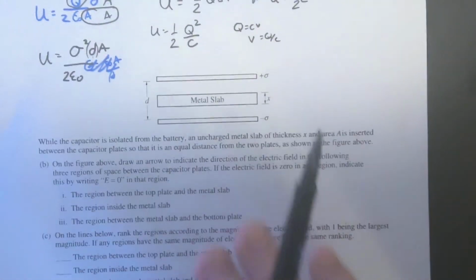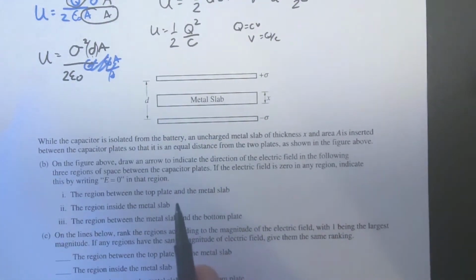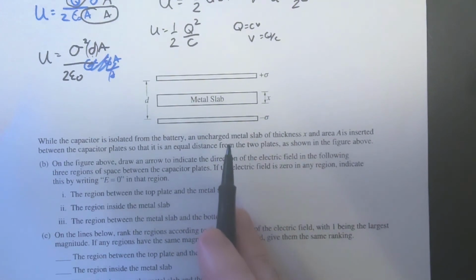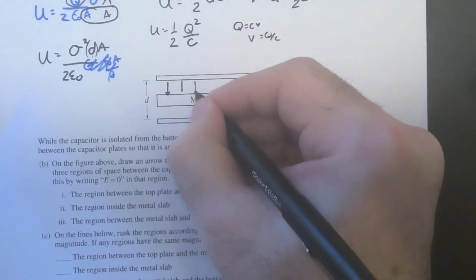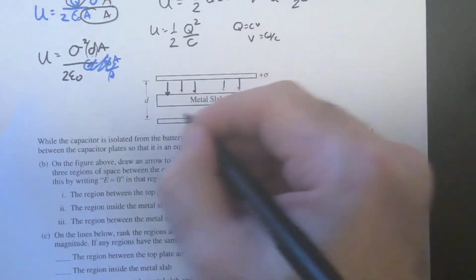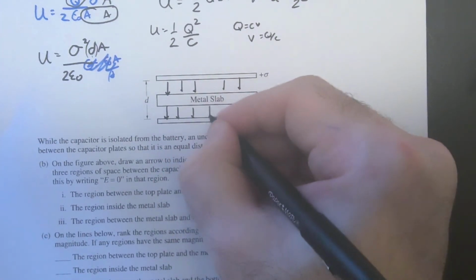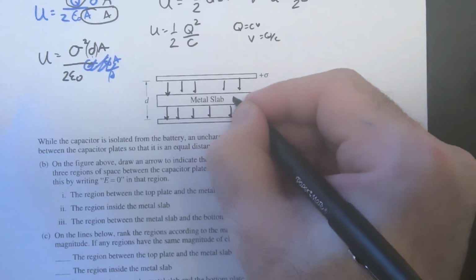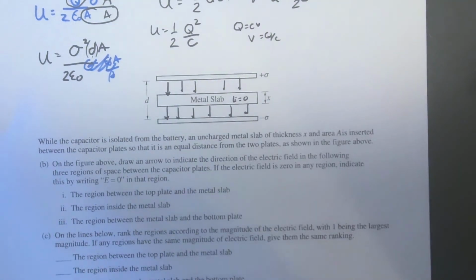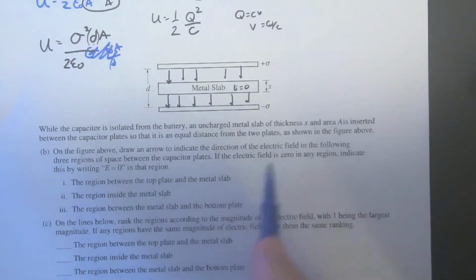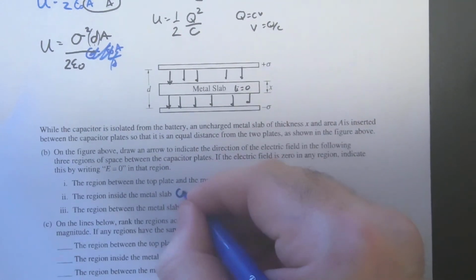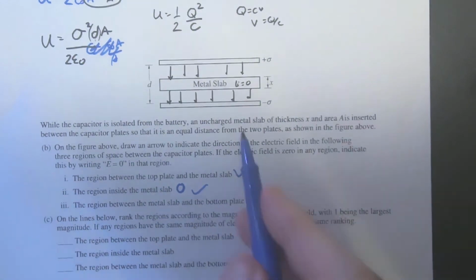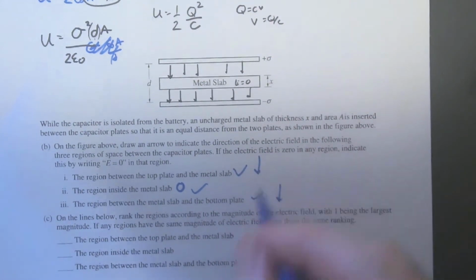Then, for the next ones, we put a metal slab inside of it, and we're trying to figure out the electric field. So I'm going to draw it in. Electric field goes from positive to negative. But because it's metal, inside the metal the electric field is 0, because it's a conductor. In the figure below, draw an arrow. It's 0 inside, it's down at first and down at second.